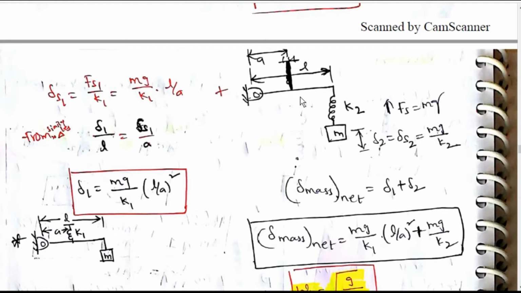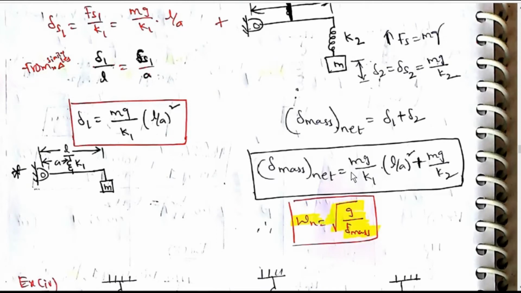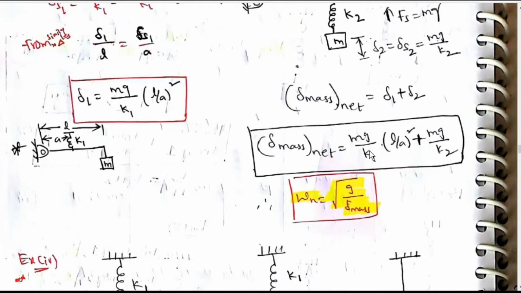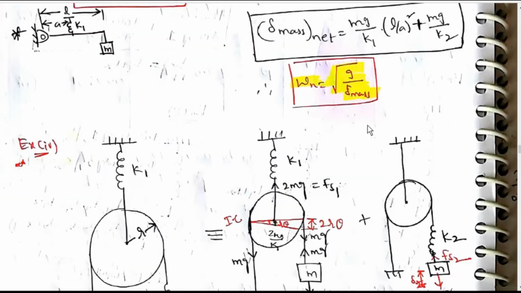If one spring is replaced by a string and the other is kept as a spring, then Fs is equal to mg. Delta 2 is equal to delta s2 is equal to mg by k2. Delta mass net is equal to delta 1 plus delta 2, which is mg by k1 into l by a whole square plus mg by k2. Omega n is equal to root of g by delta mass.